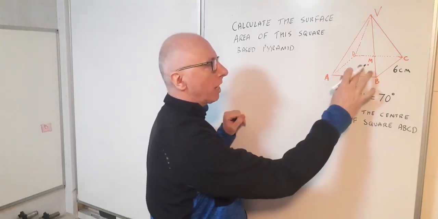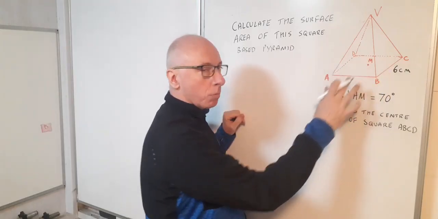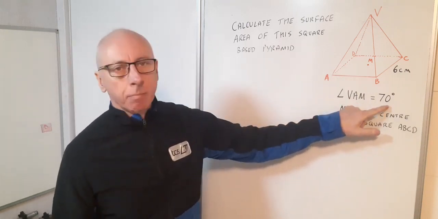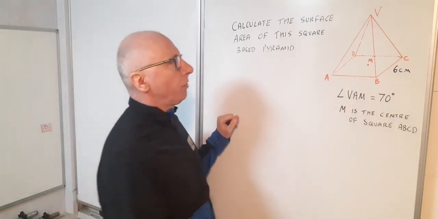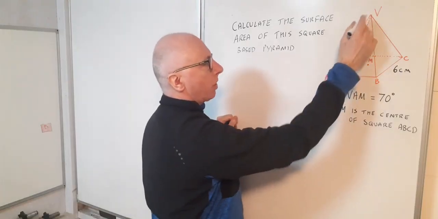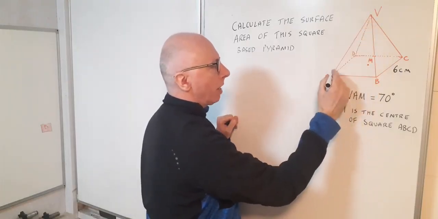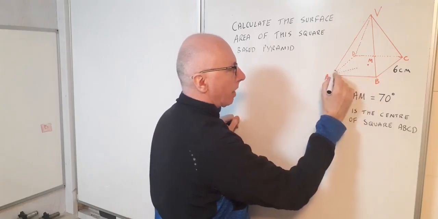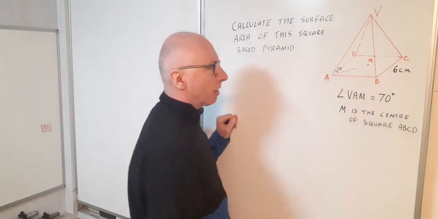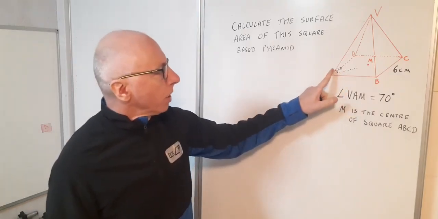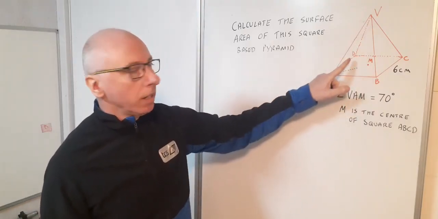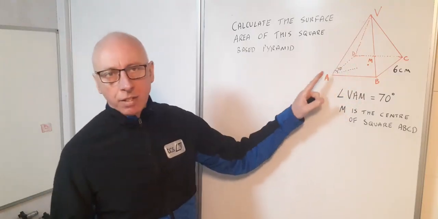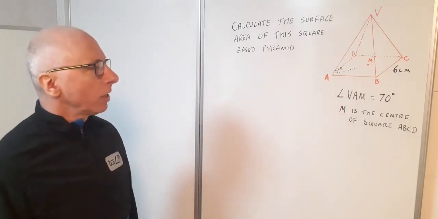If M wasn't the centre, then what would happen? The faces would all be slightly different. Then we've got angle VAM is 70 degrees. So VAM, that's from the vertex to this corner to M. What that makes is, if I just draw a line out to M, that angle there, 70 degrees. Now that differs from the other angles. So VAD would be slightly different. So we need to do something with that. So that's a key to answer our question.